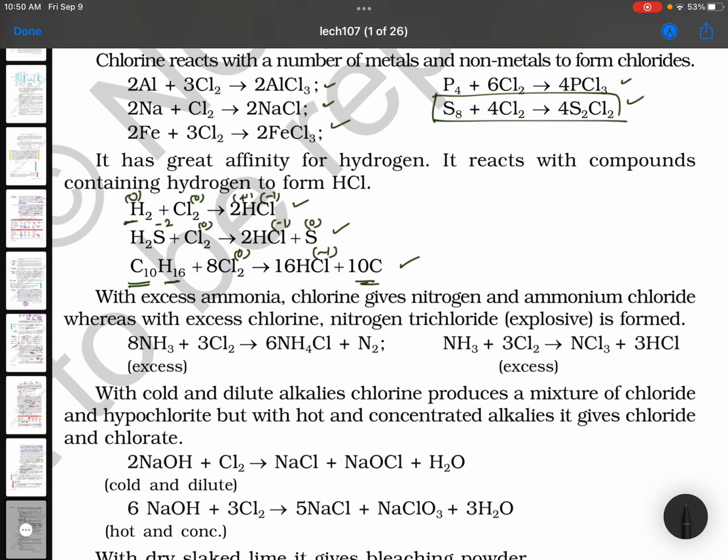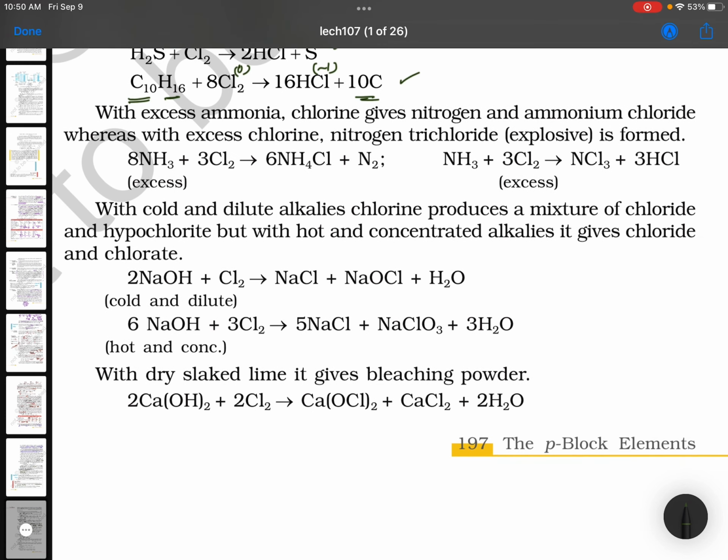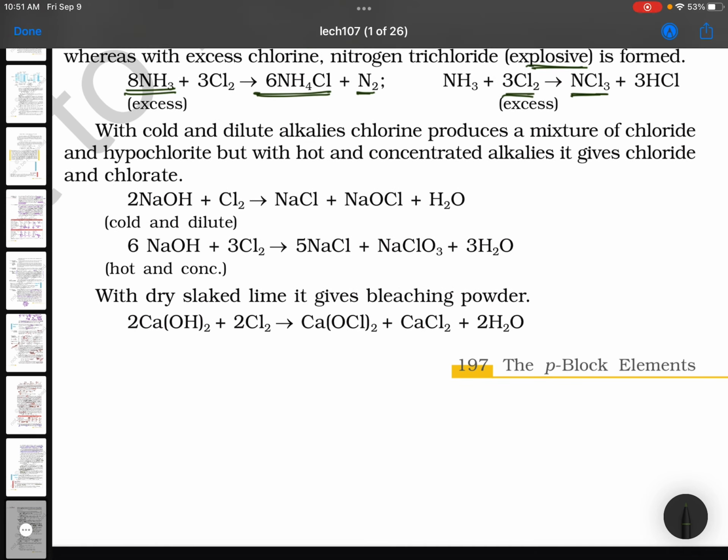So it has a good affinity for hydrogen, so it oxidizes others. With excess ammonia, chlorine gives nitrogen and ammonium chloride, whereas with excess chlorine, nitrogen trichloride, which is explosive, is formed. So this is one important one. When ammonia is in excess, NH4Cl plus N2. When Cl2 is in excess, NCl3, which is explosive. Very, very important reaction, asked many times in exams.